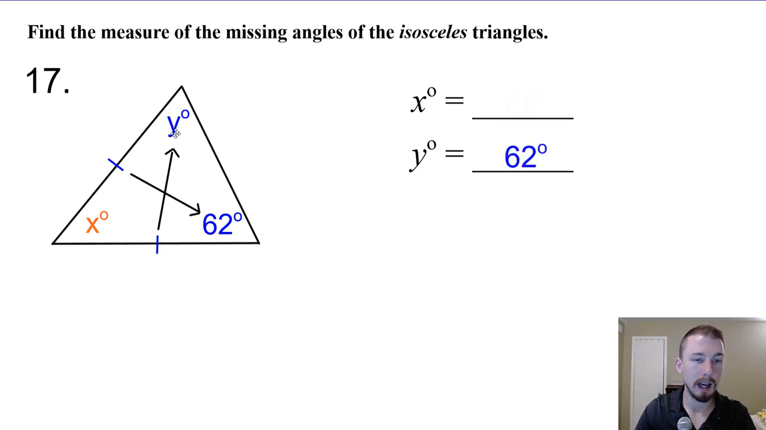And now that I have 2 of the angles, I can solve for the missing one because I don't have 2 variables at the same time. So 62 plus 62 is going to be 124. And then if I subtract that from 180, that's going to give me my missing angle of 56 degrees. So x in this case is going to be equal to 56.